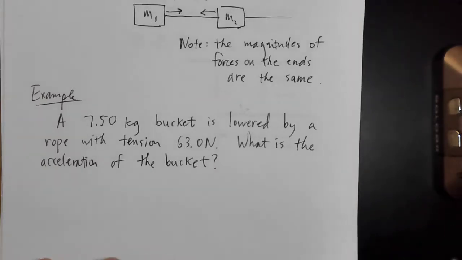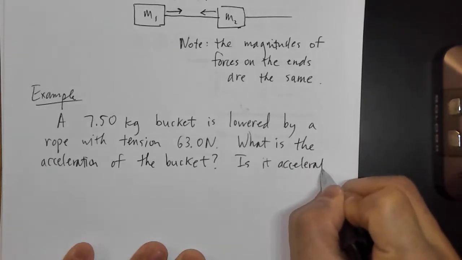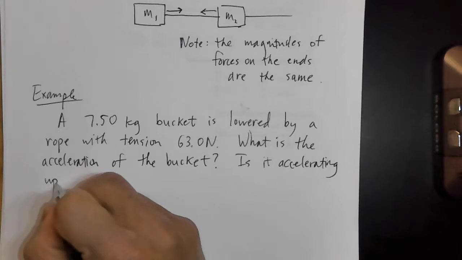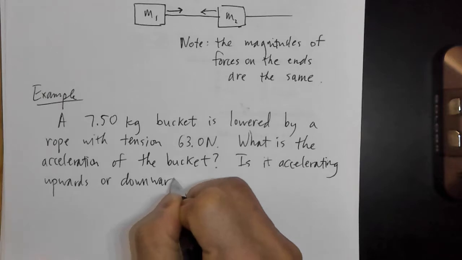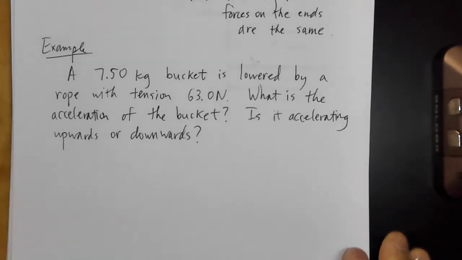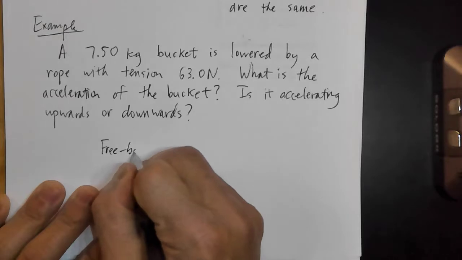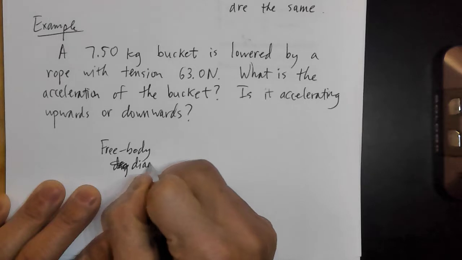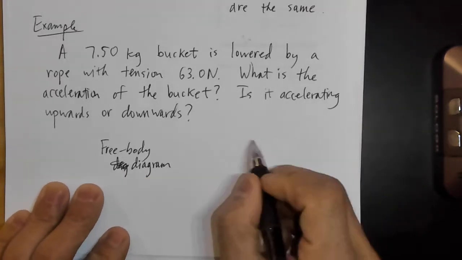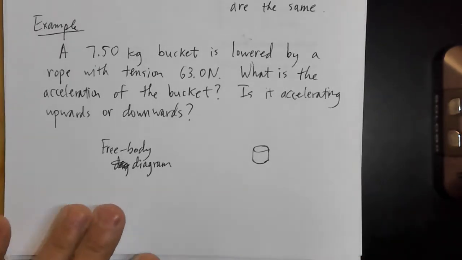Okay. And we can ask, is it accelerating upwards or downwards? Okay. All right, this is a little bit complicated, but let's first do the first step, which is to draw the free body diagram. Okay, so I have a little bucket. I'll just draw this little cylinder, and I will have forces on this bucket.